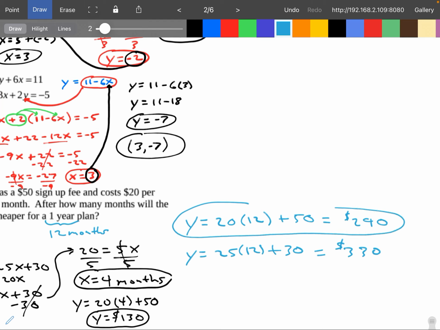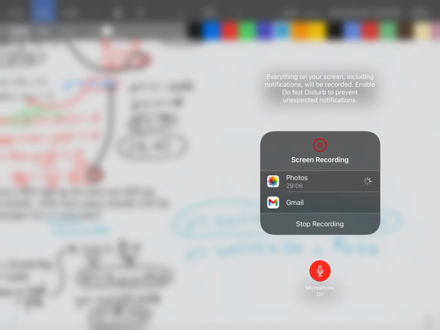Okay, so then the top one, that's 20 times 12, that's 240, plus 50, that's what, 290? So that would be $290. The bottom one, you've got 25 times 12, that's 300, plus 30, that's $330. Which one's cheaper?